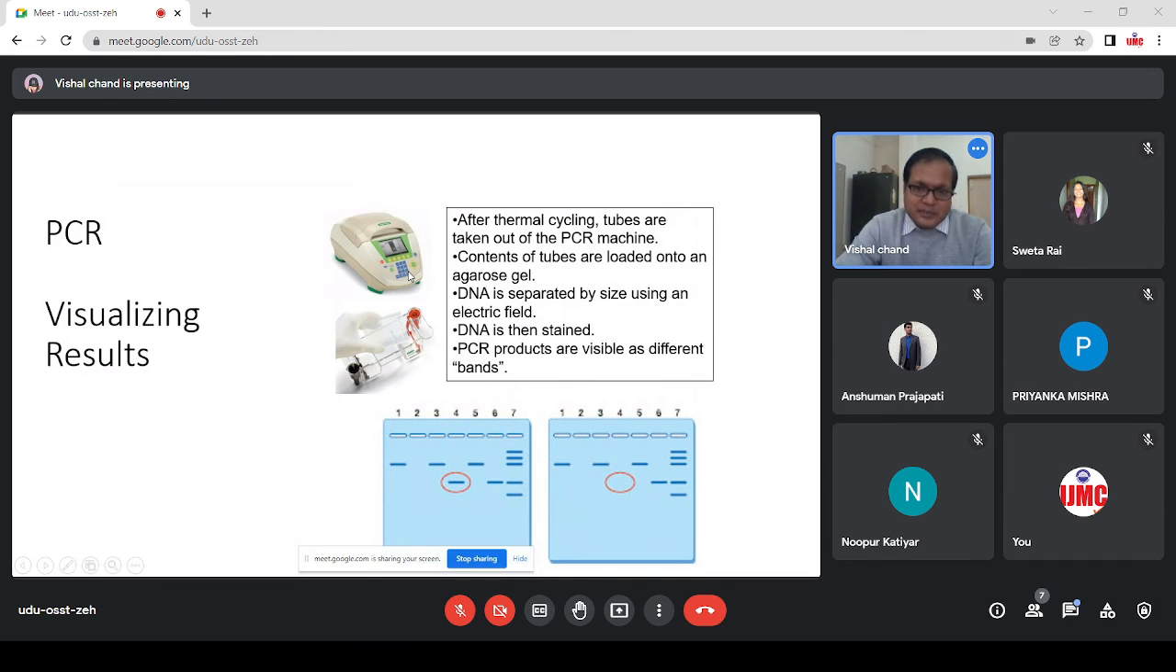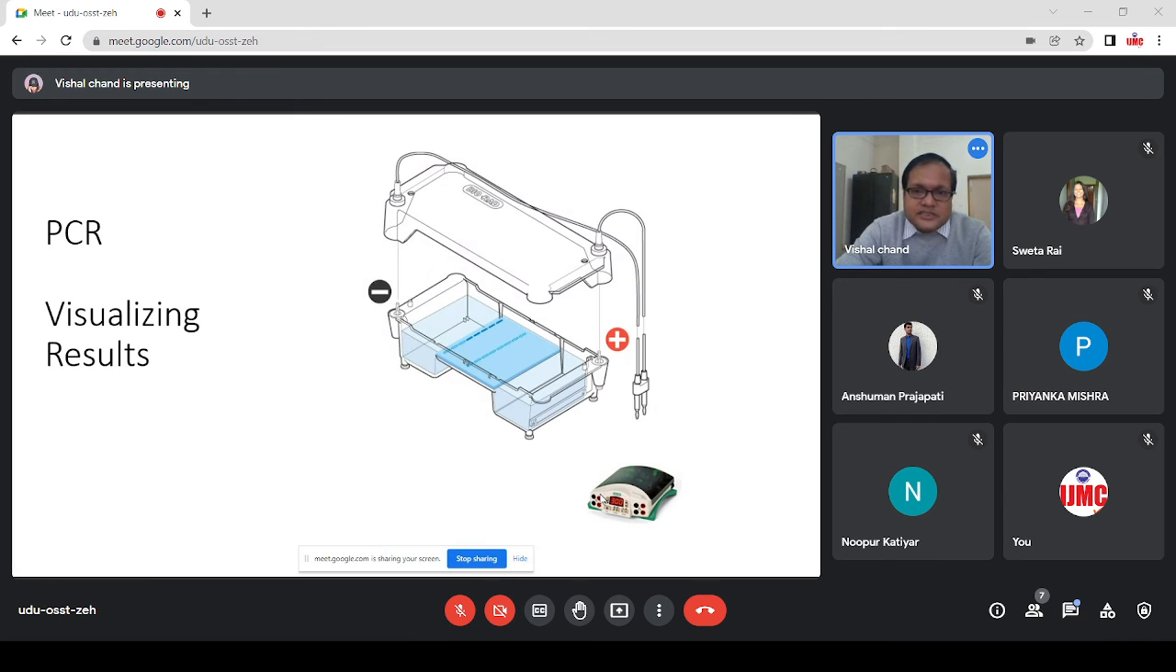So you can see this is a PCR machine. After completion of the cycle, you take out the tubes, add your separated DNA into the wells you have created on the agarose gel, and finally start the electric field, and your bands get separated according to size, and this is how the bands are visualized on the agarose gel. This is an electrophoretic apparatus.